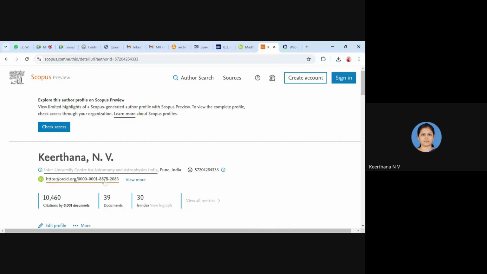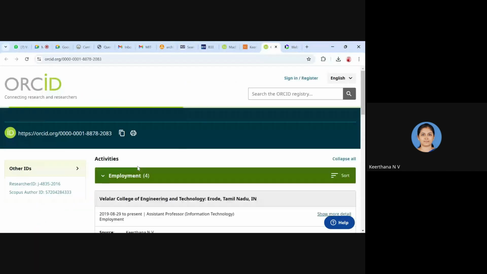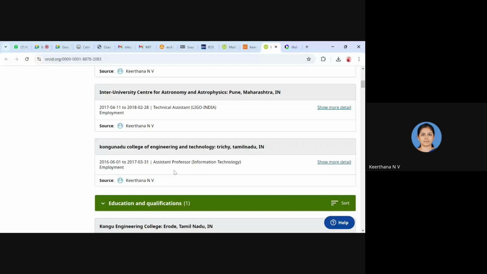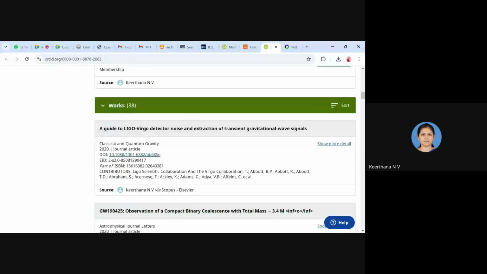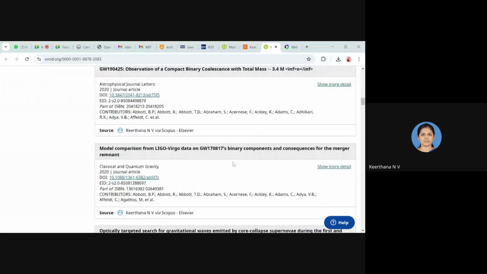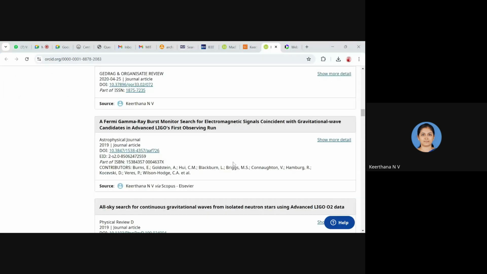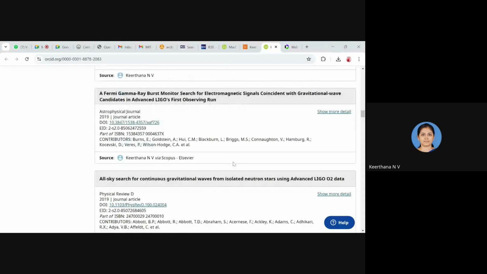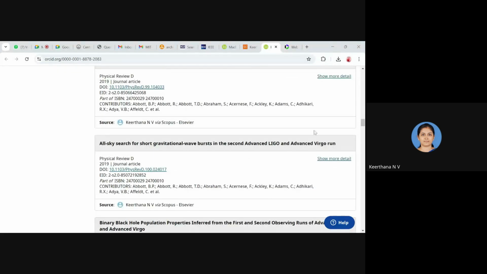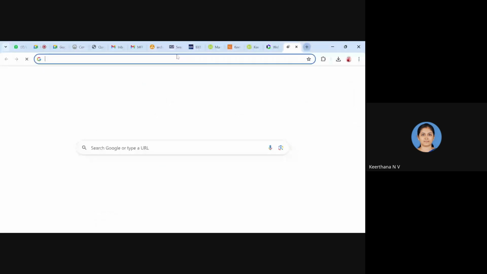And see here in Scopus also, they are linked to this ORCID. If you don't have an ORCID, you can create it. This is my profile. See here, these are the papers I have worked on as a collaborator. You can maintain your research profile here. In most universities, they will be asking for the Scopus ID or Web of Science, that is, the Researcher ID only. And Google Scholar also.